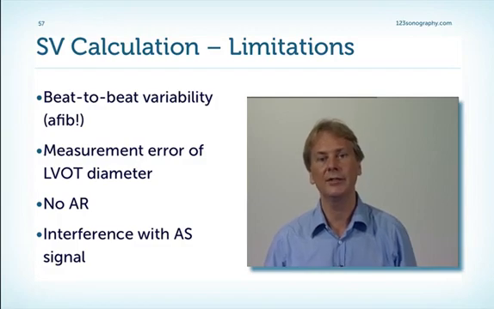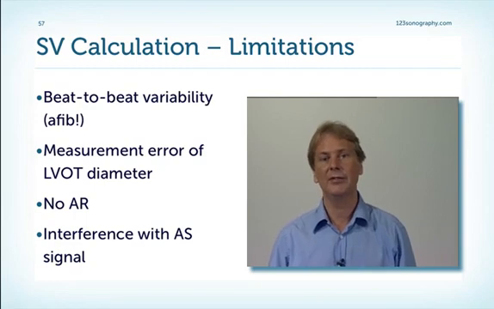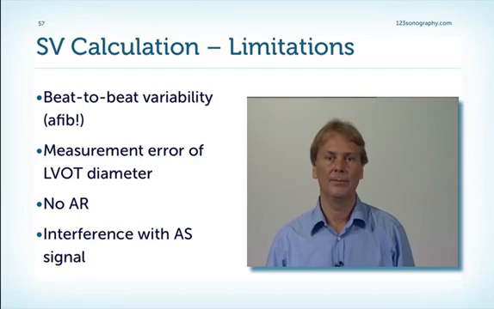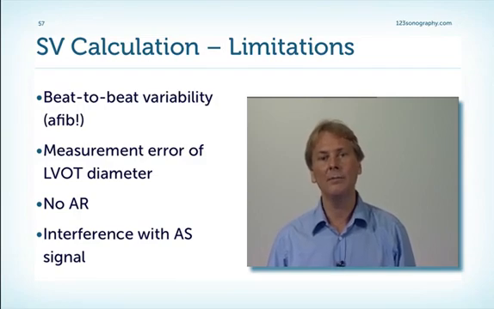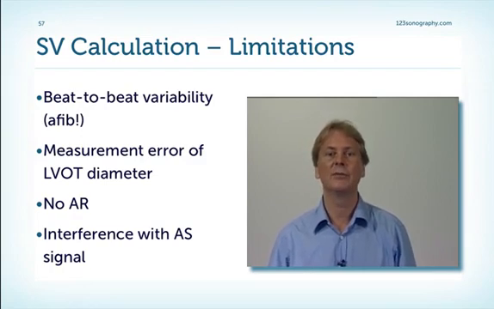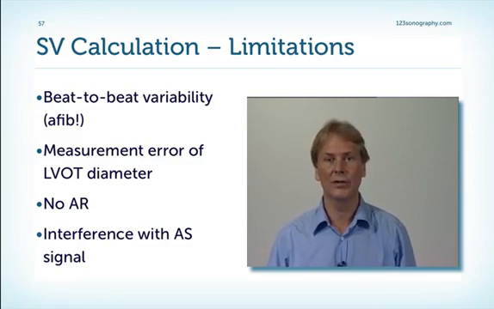So what are the limitations? Well, there's always some degree of beat-to-beat variation, especially in patients who have atrial fibrillation. In these patients, you should average several beats. Another problem is that even small measurement errors of the LVOT make a fairly large difference with respect to stroke volume. You cannot use this measurement in patients who have aortic regurgitation, and you have to beware in patients who have aortic stenosis, because if you measure the maximum velocity within the area of stenosis, you will obviously overestimate stroke volume.